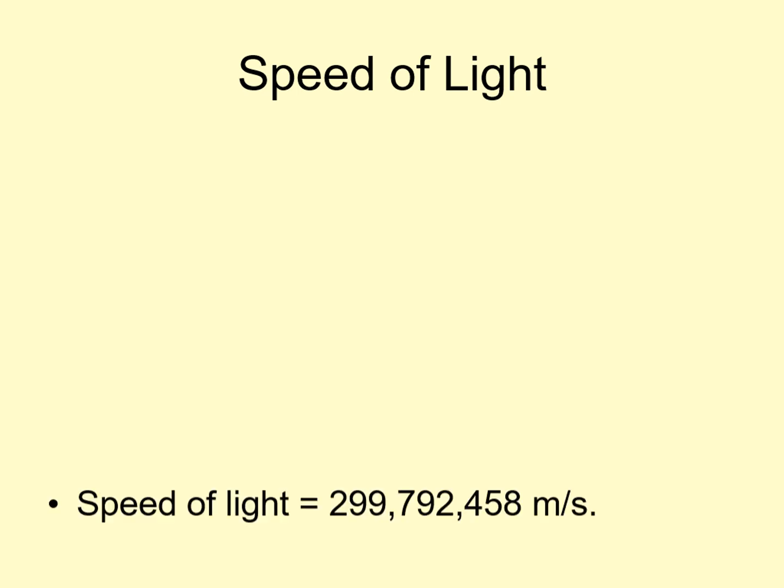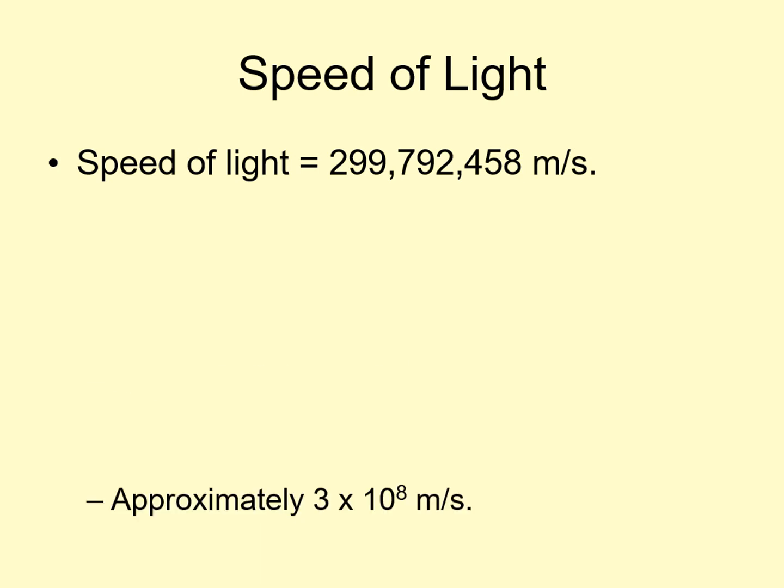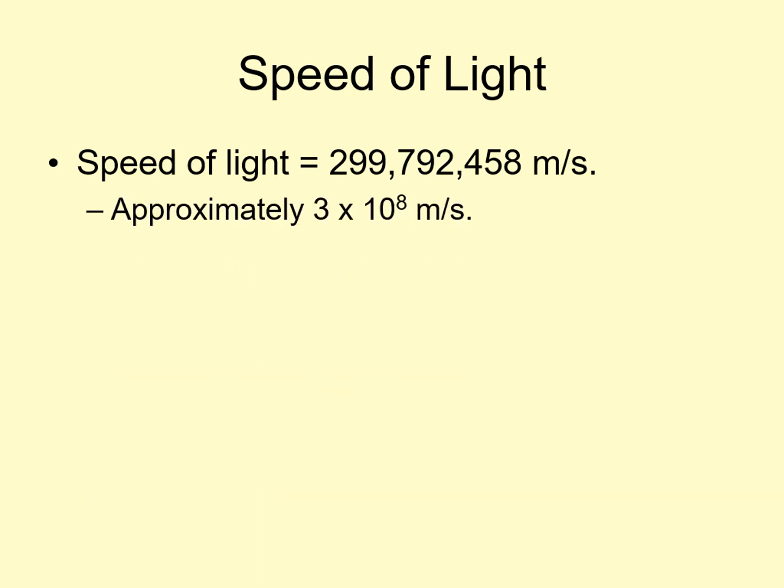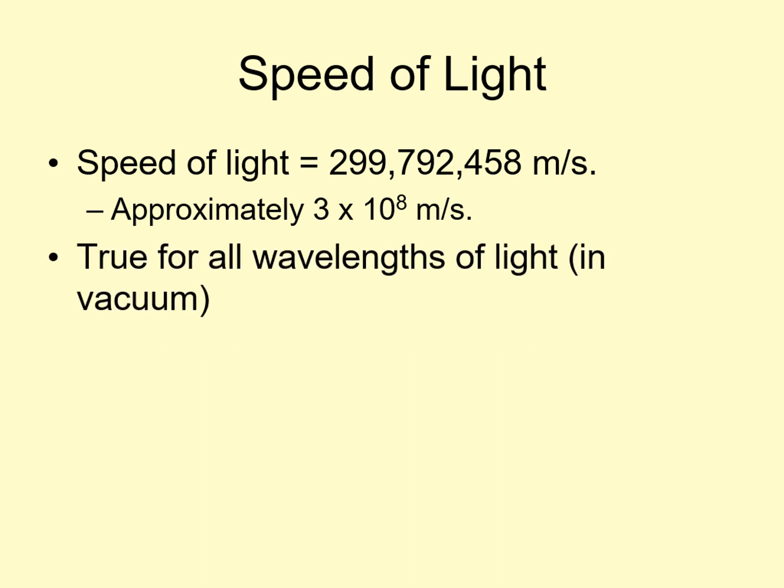This is a good point to come back to the speed of light. We've already mentioned that the speed of light is around 3 times 10 to the 8th meters per second. Here's the more precise number, though rounding it off the way we've done is plenty accurate enough for this class. This speed applies to light of all wavelengths, provided it is moving through a vacuum. If the light is moving through a material, it goes slower than this. How much slower depends on the material.